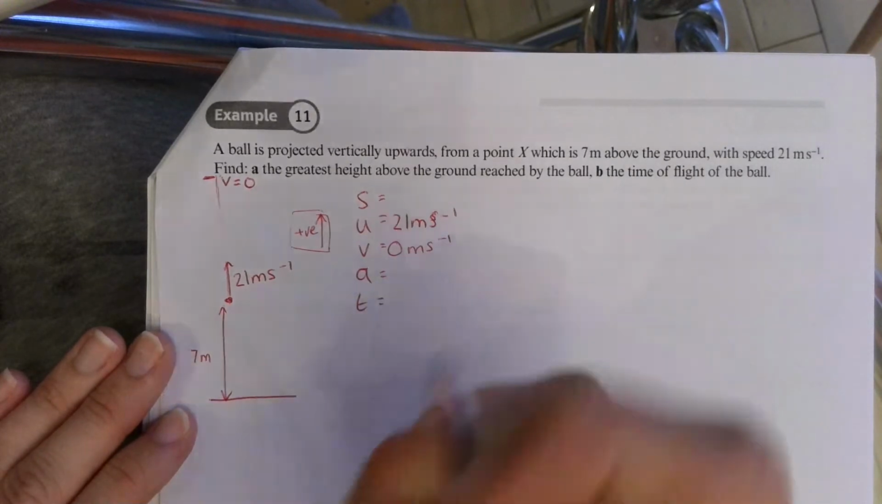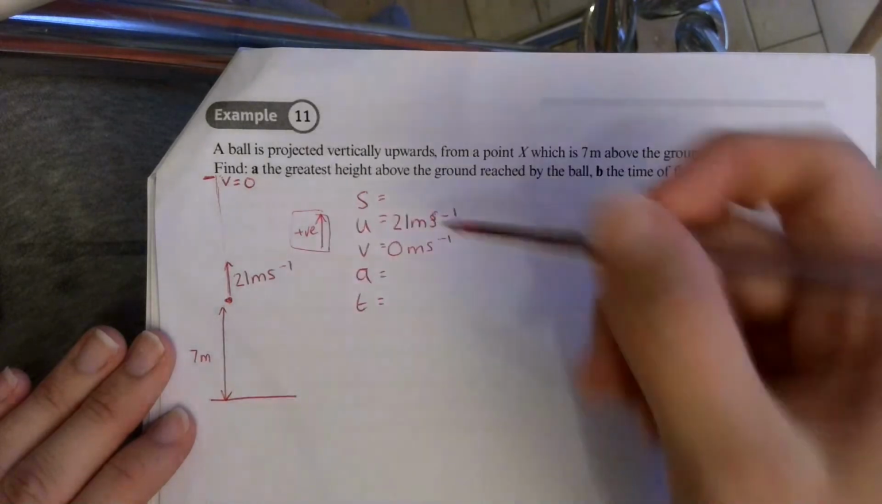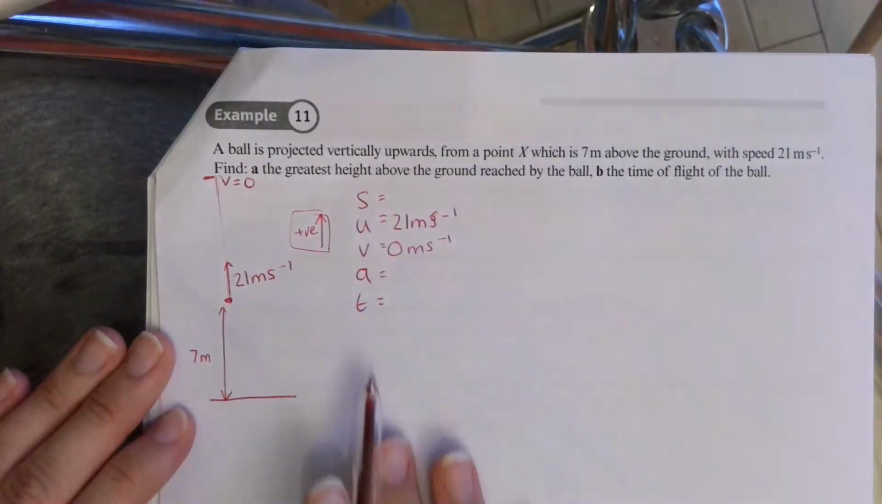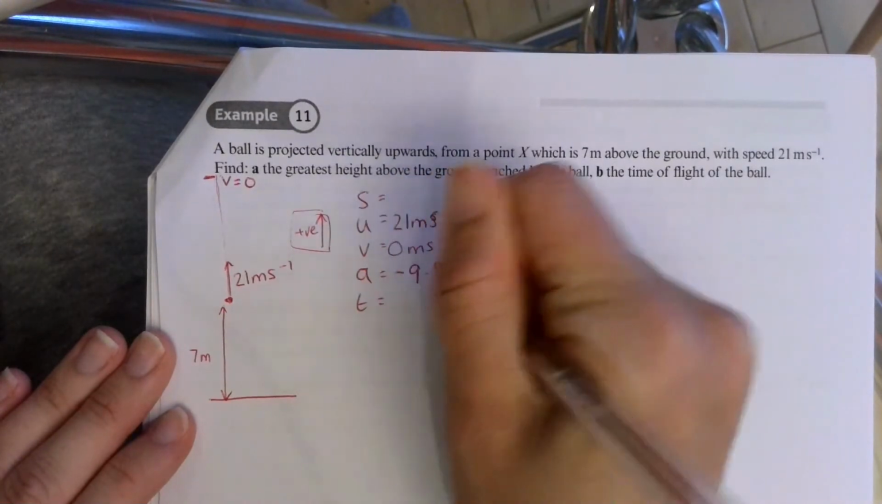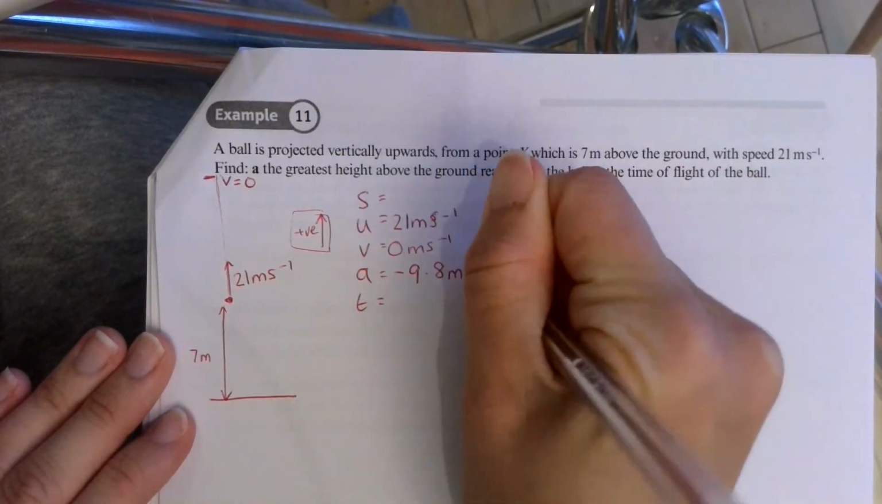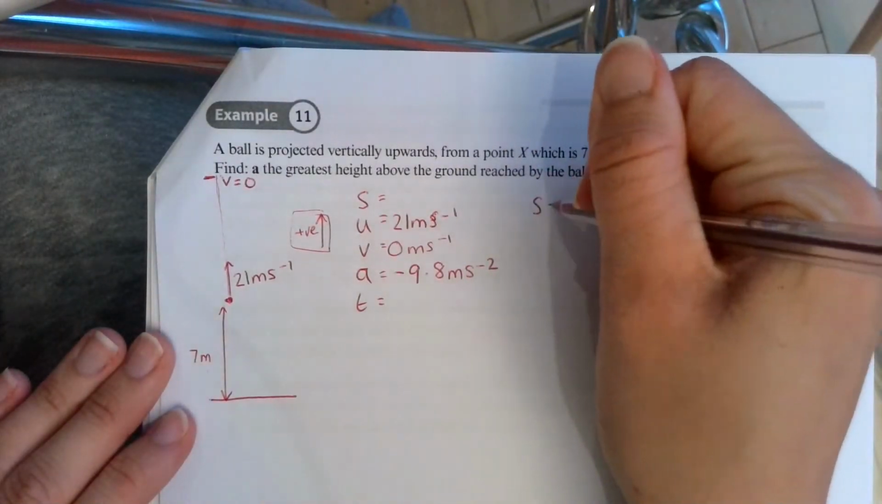Acceleration. Well, I know I'm talking about acceleration due to gravity, so 9.8. However, gravity acts downwards, and I'm taking upwards as my positive. So therefore, my acceleration is negative 9.8 meters per second squared. So I'm trying to find out what S is going to be equal to.